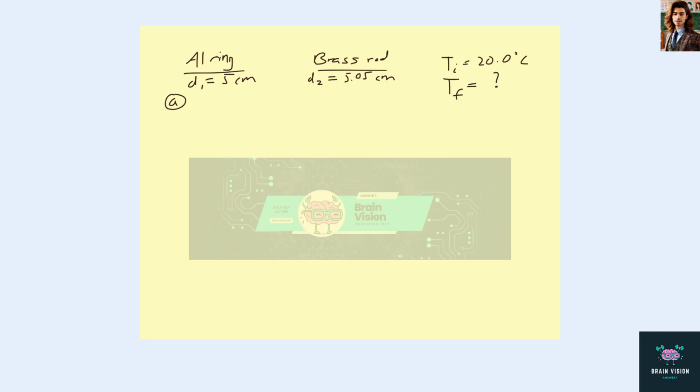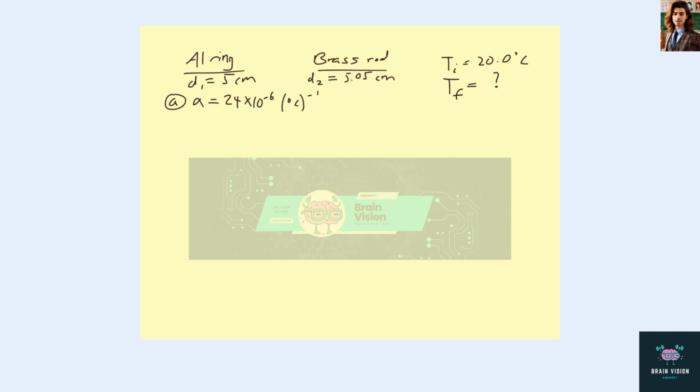Let's start by considering just warming the aluminum ring, essentially making its diameter equal to that of the brass rod, which is 5.05 centimeters. So first we can look in our book and find the average linear expansion coefficient for aluminum, which is equal to 24 times 10 to the negative 6 inverse degrees Celsius.